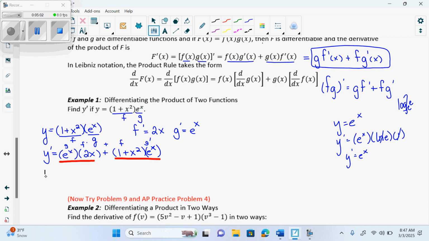an e to the x. So if ever an e to the x is involved in product rule, your second step is going to be to take that e to the x out, because it's going to be in both. It's in its normal and in its derivative, so it will always be in both terms. So when we GCF the e to the x out, from e to the x 2x, you're left with a 2x. Plus, taking e to the x out, we're left with 1 plus x squared.